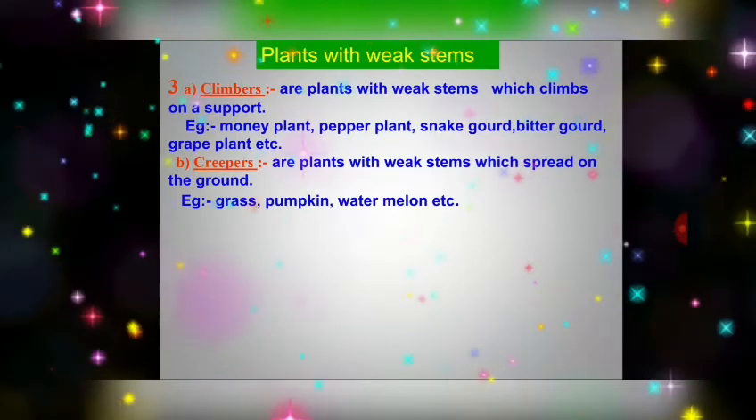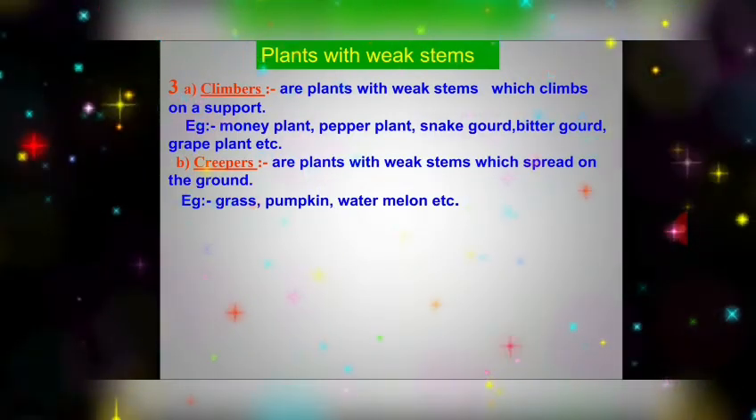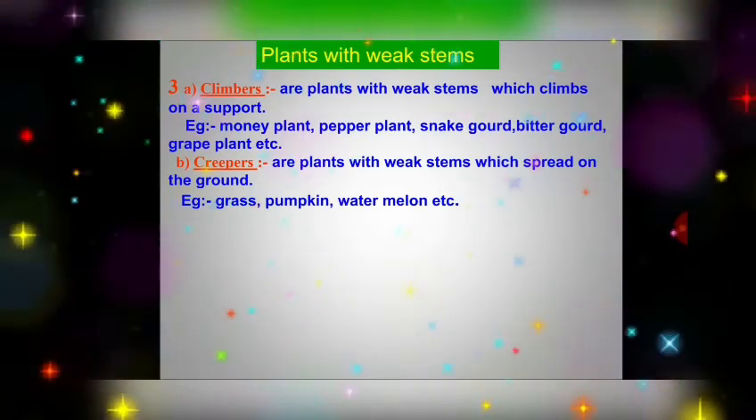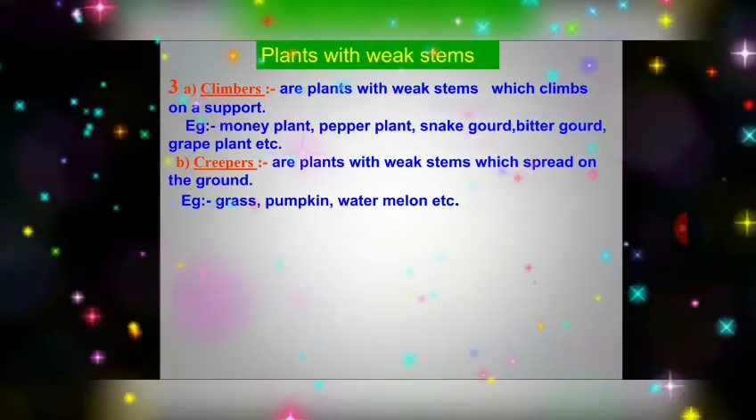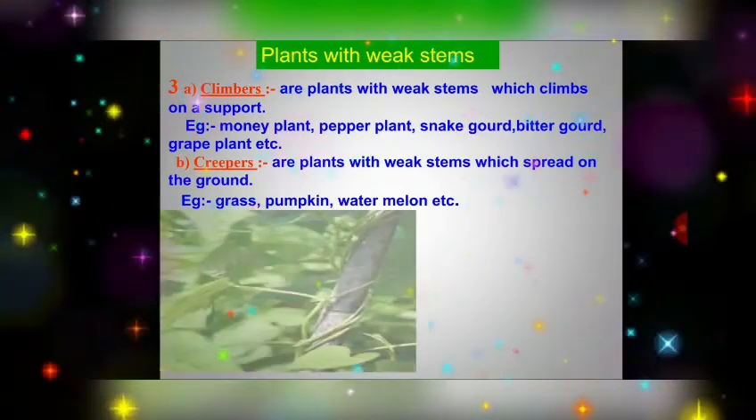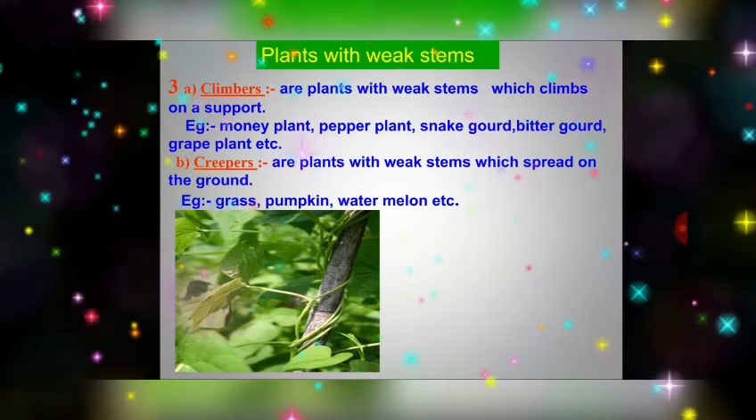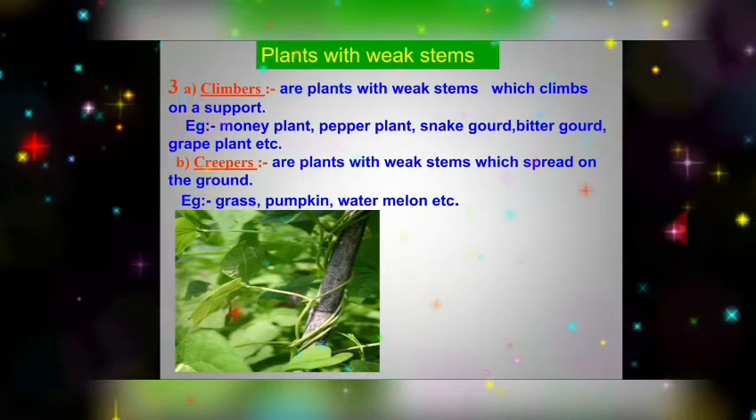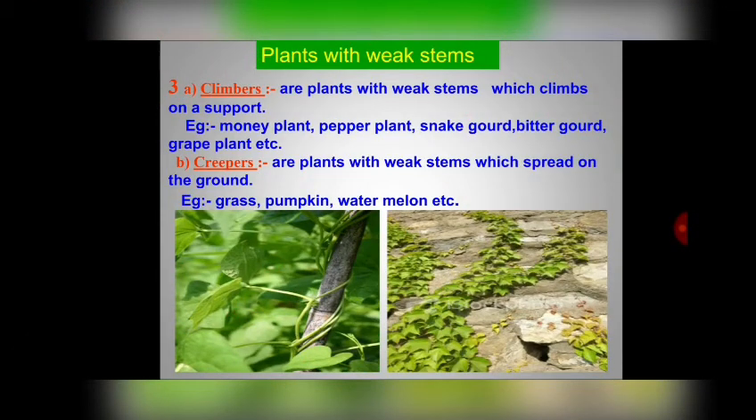And creepers are those plants which do not climb; they creep on the ground or spread on the ground. They move on the ground horizontally. Such plants are pumpkin, watermelon, grass, etc. Look at this picture. This is a climber because it is climbing up on a tall object with support, and these plants are creepers which are lying on the ground.